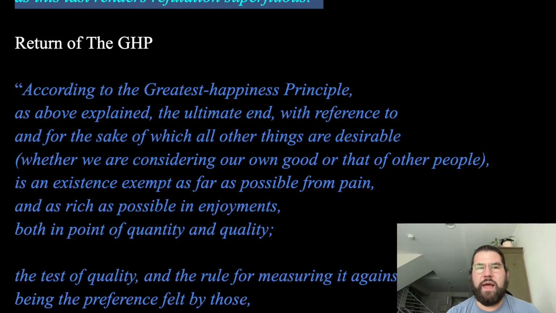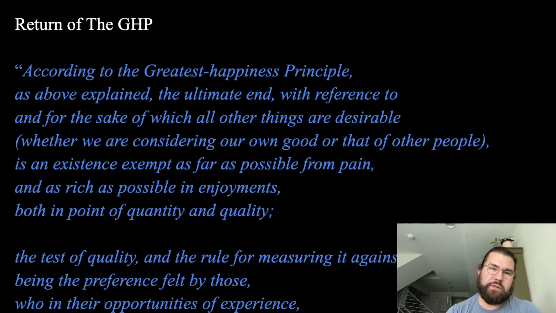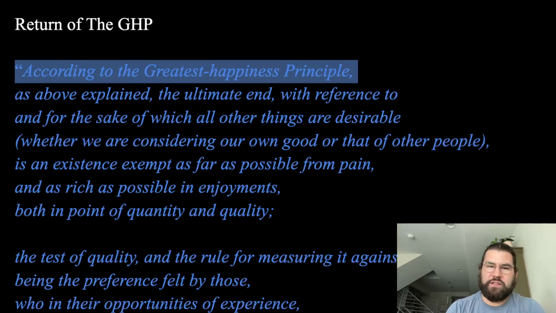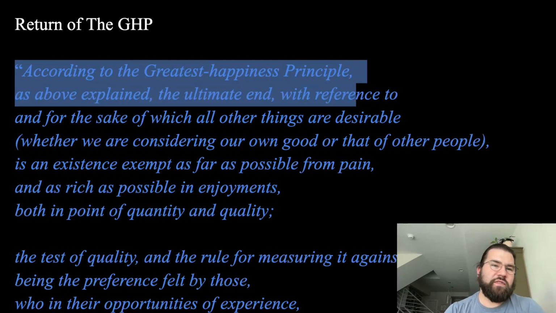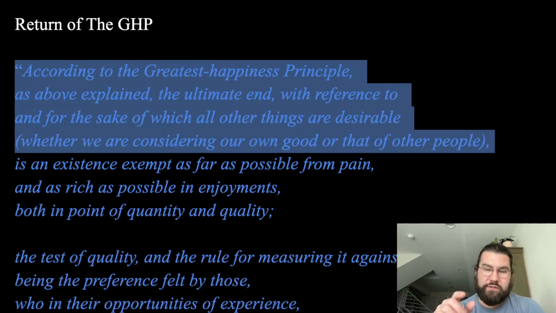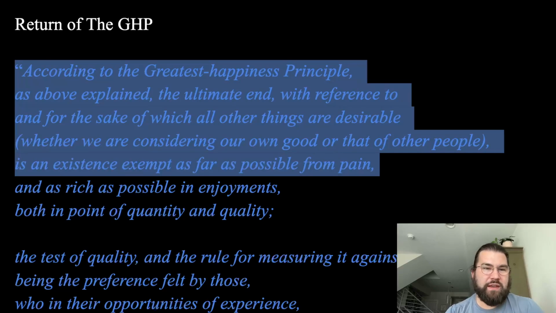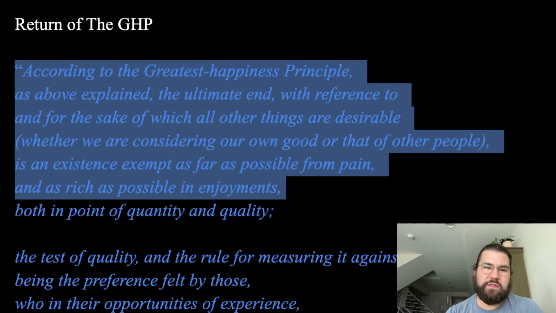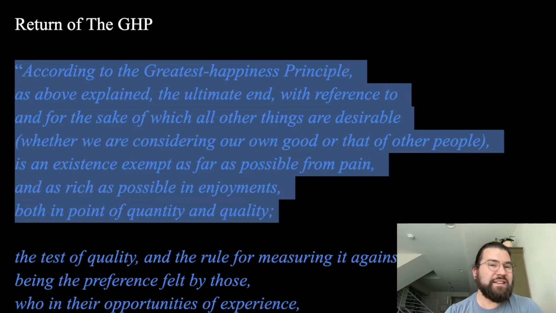A little bit longer passage here. I do think it's a good one, though. I broke it up into a few smaller parts. So Mill says, "According to the GHP, as above explained, the ultimate end, with reference to and for the sake of which all other things are desirable, whether we are considering our own good or that of other people, is an existence exempt as far as possible from pain, and as rich as possible in enjoyments, both in point of quantity and quality." It's twofold here.